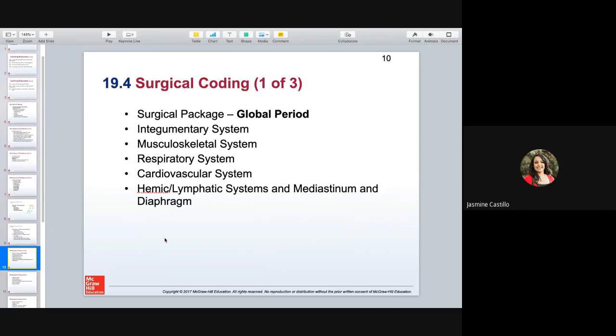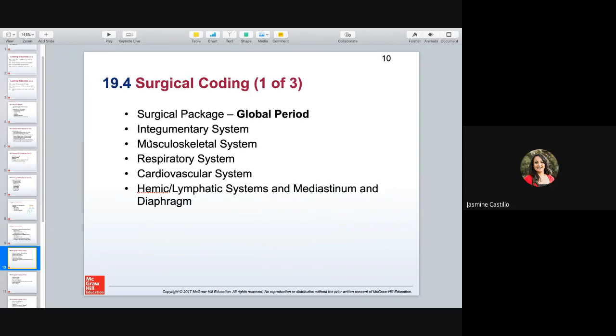Okay, in your CPT manual, your surgery sections are going to be your integumentary, musculoskeletal, respiratory, cardiovascular, and your hemic and lymphatic systems, including the mediastinum and diaphragm. So these are your surgery sections, and a global period is used for anything that is pertaining to the surgery after or post-surgery. So an example, a global period for repairing a tendon might be set for 15 days. But if they have a major surgery, then it can be up to 30 days.